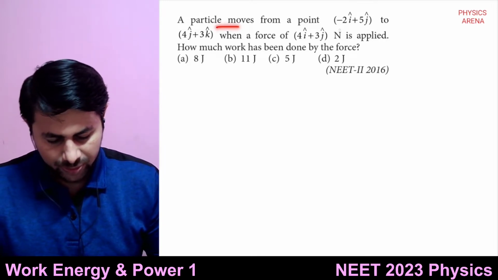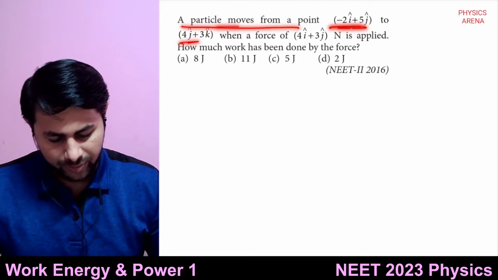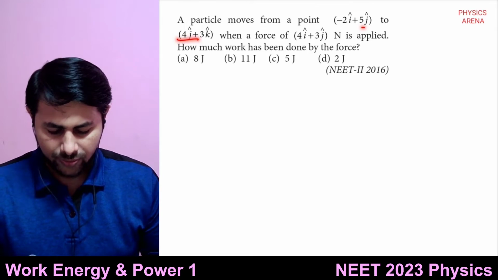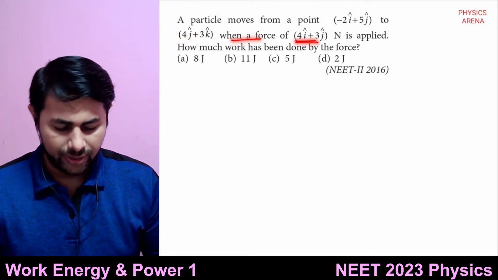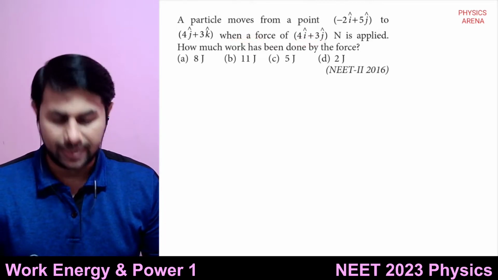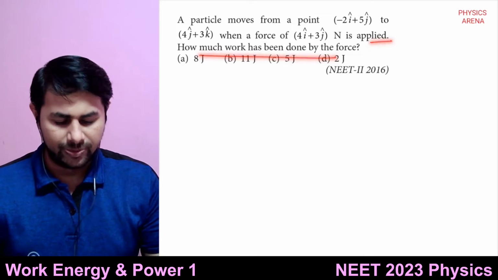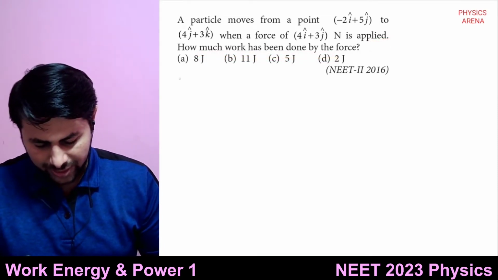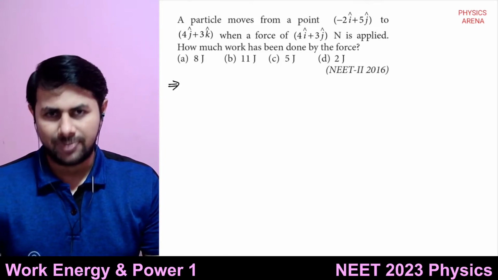A particle moves from this point to this point. A particle moves from a point minus 2 i cap plus 5 j cap to 4 j cap plus 3 k cap when a force of 4 i cap plus 3 j cap newtons is applied. How much work has been done by the force? So this is very simple. Work done is equal to what? Dot product of force with displacement.